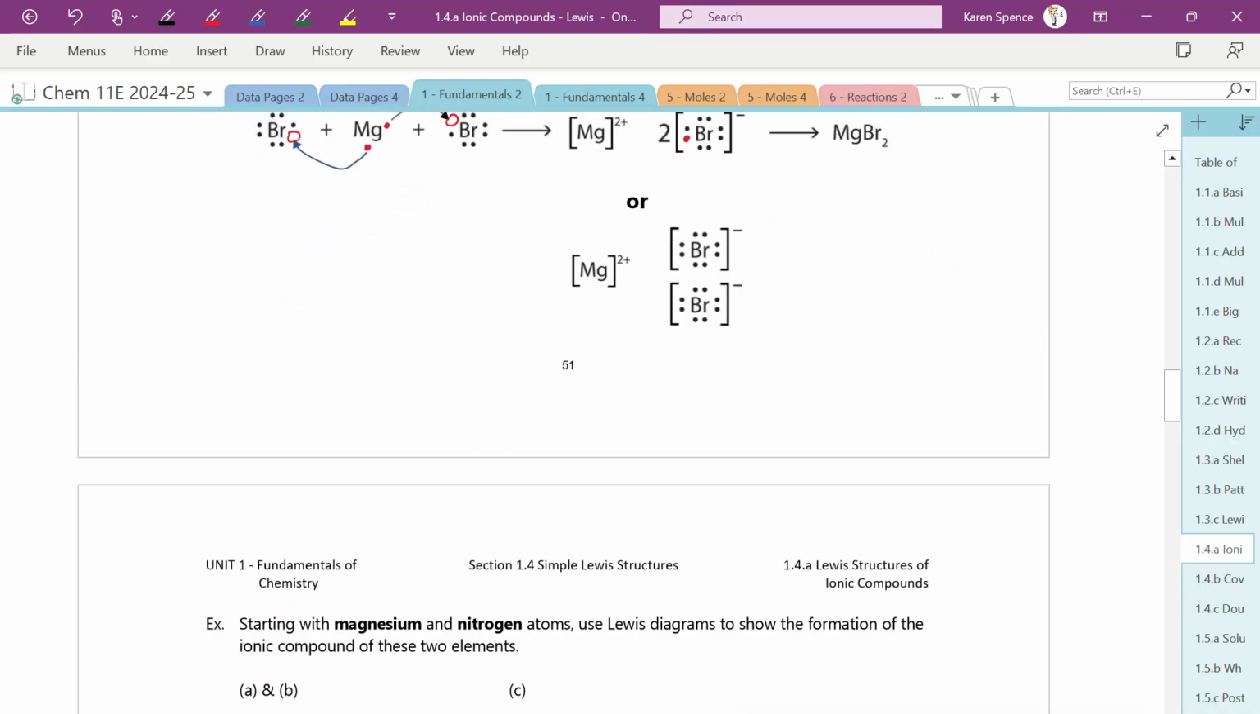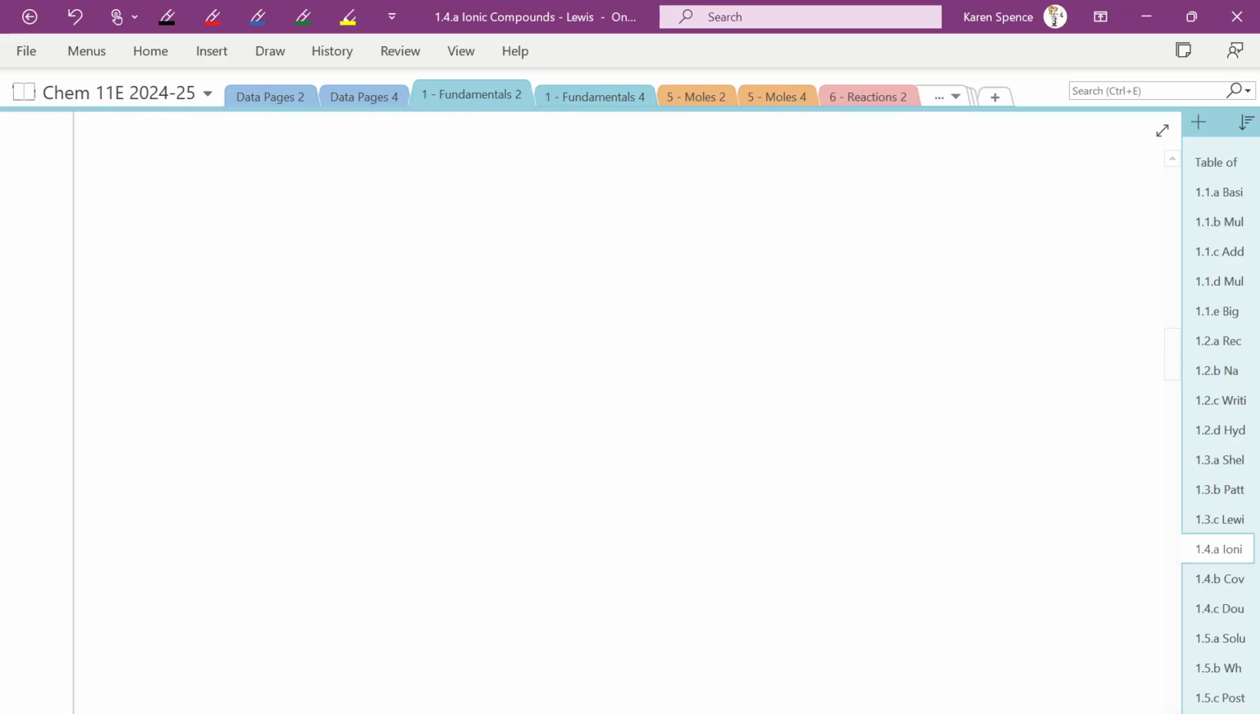What's on the next page? Magnesium and nitrogen. We're going to try this one over on the side. If you have a scrap piece of paper or just a little room somewhere, if you want to grab some paper, if you don't have your own, there's some at the back there. We're going to do magnesium and nitrogen.